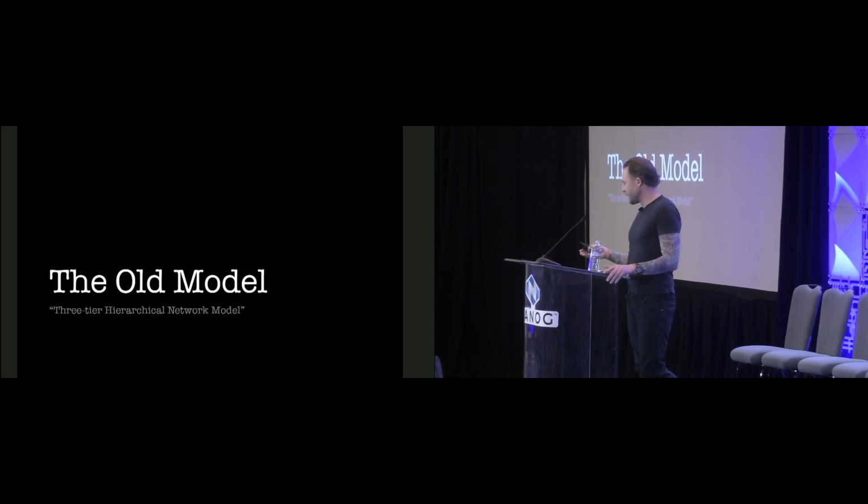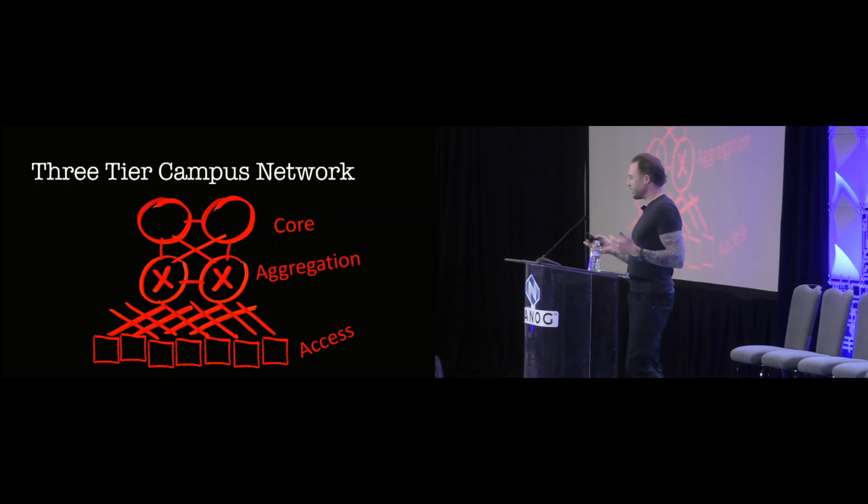Before we jump into what I'd like to introduce as the new model, we need to first look at the old model. Obviously, there are a number of different network architectures out there, but I think the most commonly used, especially in enterprise, campuses, and data centers, is this 3-tier hierarchical network model. So you've got your core, big switches passing packets, the aggregation layer where your services live, and the access layer down below to get those ports out.